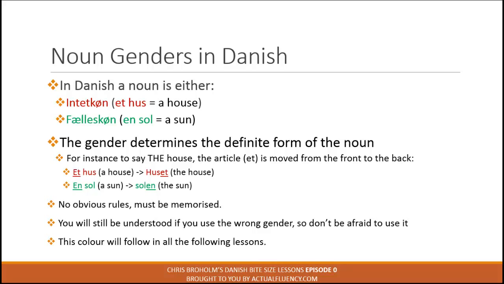So that's it. That's the noun genders in Danish in a few minutes. And remember these colors. Red is intet, that means et, or add et at the end. Or fælleskøn, that's the green one. That's en, and that adds to the end as well. And that's all you need to know.